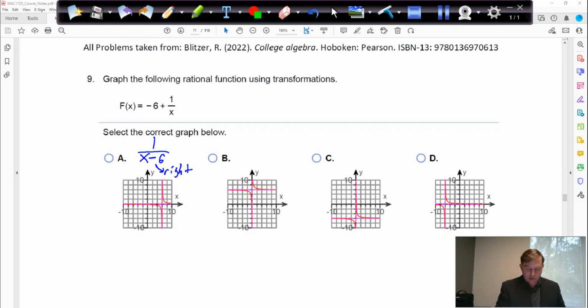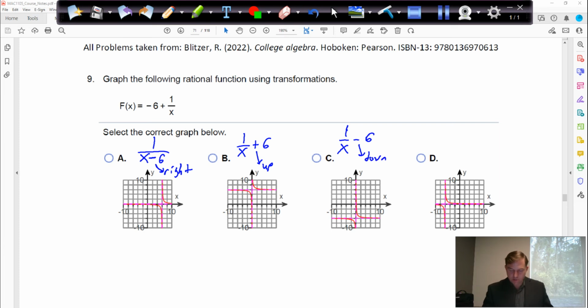If it's up, the function would have the 6 outside of it, and it would be plus. So this is up. When it's down, we already saw this one, the 6 would have been outside of the x, not next to it, and it'd be a minus sign. And then the last possible transformation is to the left. That's going to put the 6 next to the x, and it's going to be plus.